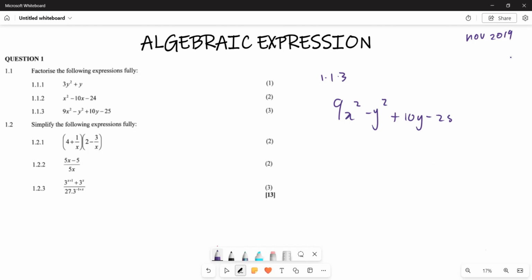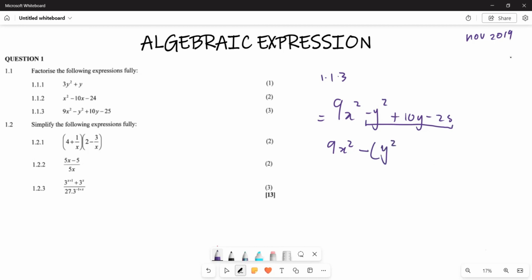Now if you can look at this one, y squared plus 10y subtract 25, this is your trinomial, right? So what is it that you can do? Basically, if we can start here, we take out the 9x squared first, and then we take everything that is here. When we take everything that is here, let's write it in brackets. This is going to be negative. Let's open our brackets.